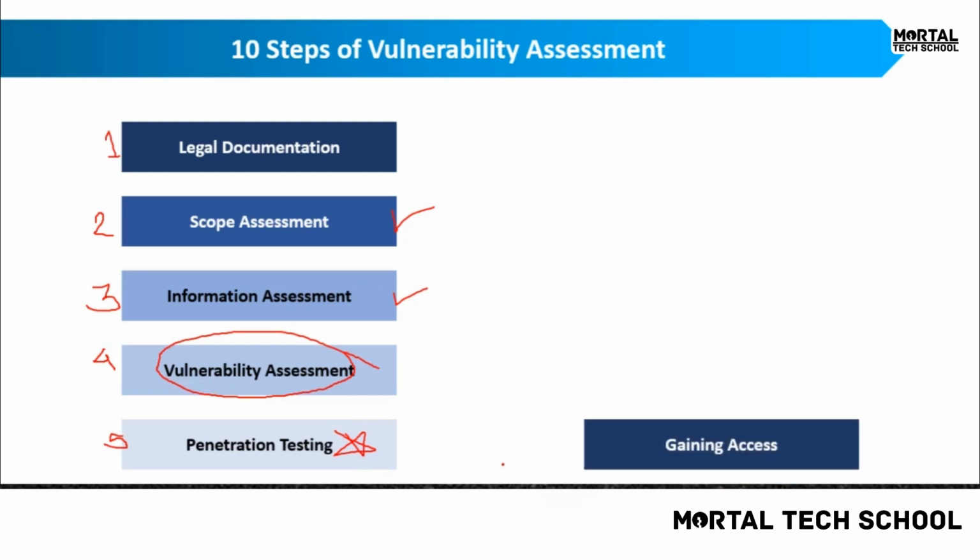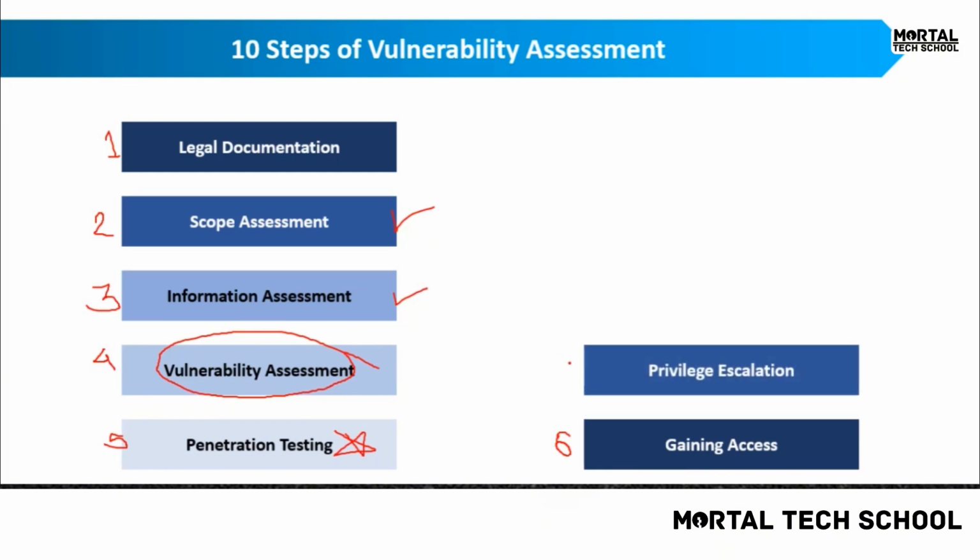The sixth is gaining access. Now that you have got the information, you have exploited the bugs, it's time to gain access. Gaining access is very important, because if you are able to gain access, then there is a point in reporting that vulnerability. So if you're getting any access, whether it is admin level access or executive level access, you have to gain the access.